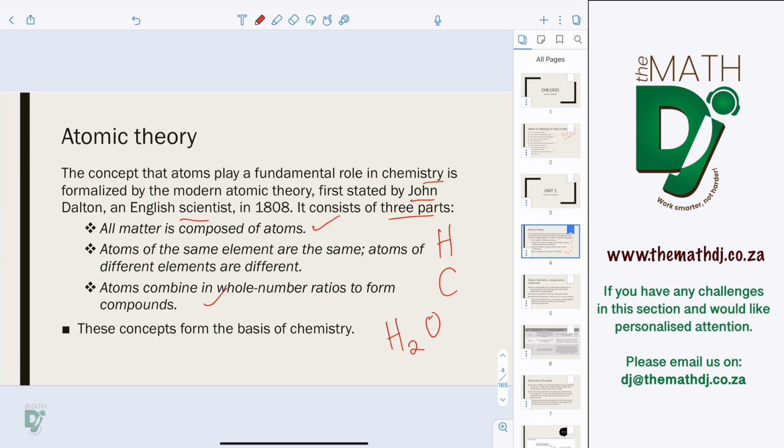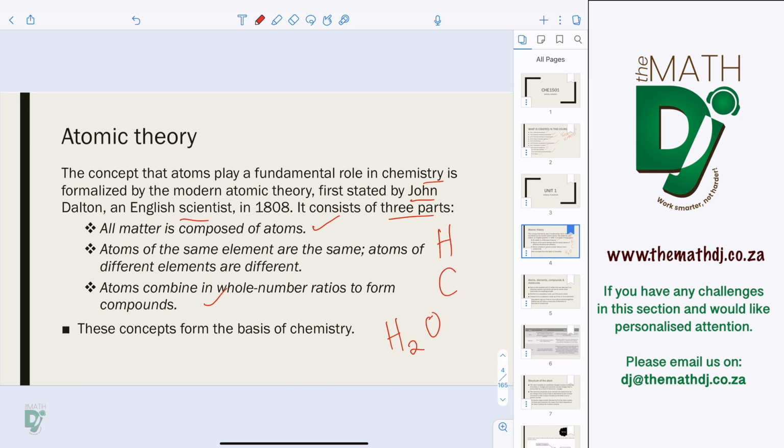So when the elements are combining, you cannot say I'm taking half hydrogen and a quarter of oxygen to form a certain compound. No, they must be in whole number ratios, which means 1, 2, 3, 4, 5. It's not 1.5 or 1 1/4 or 3.8. There are no fractions when you are talking of atomic theory. So whole number ratios. These three are the basics that you need to know for the atomic theory, which shall be the basis of all things that we shall cover.